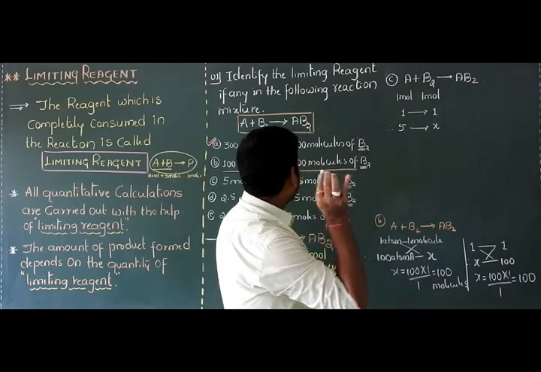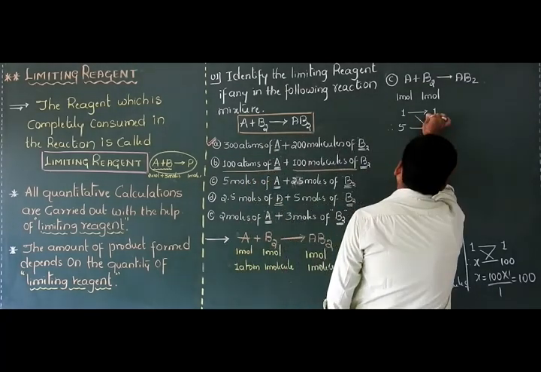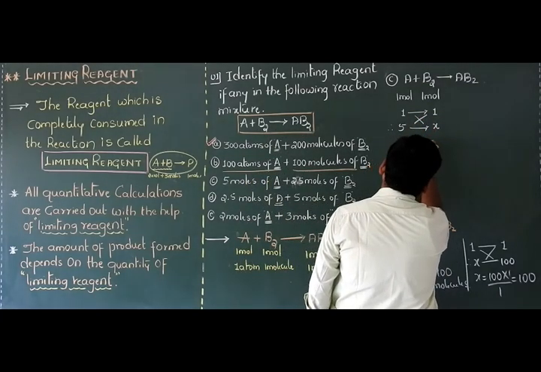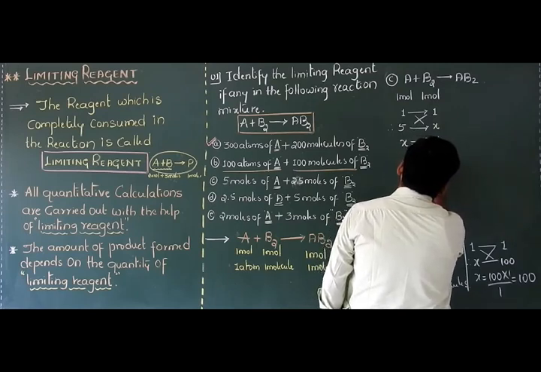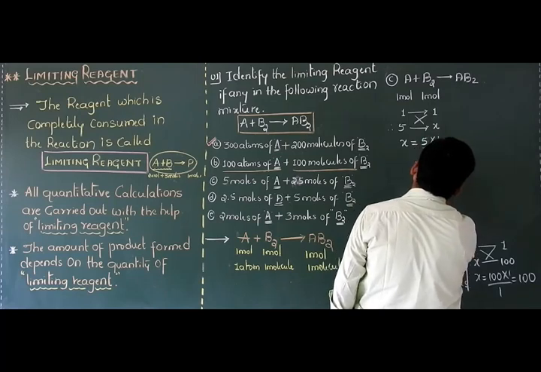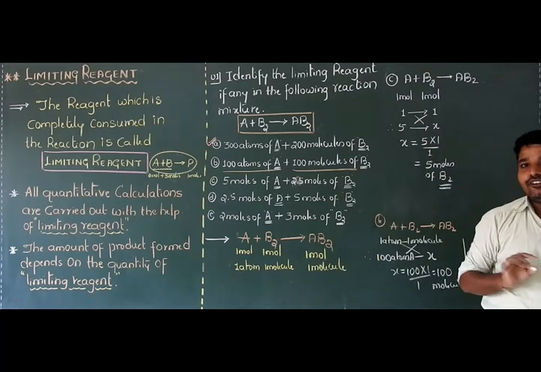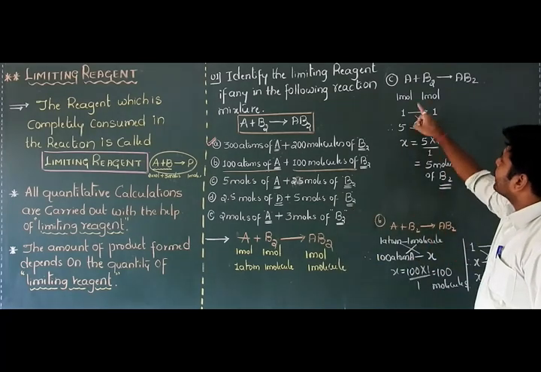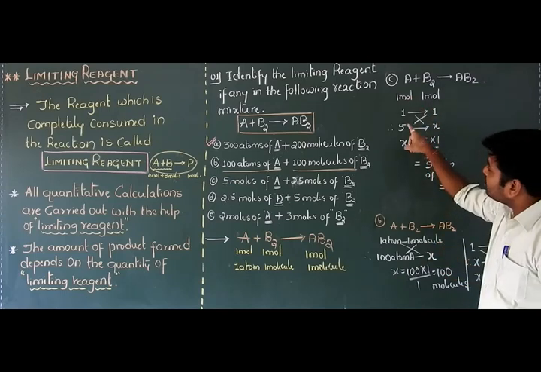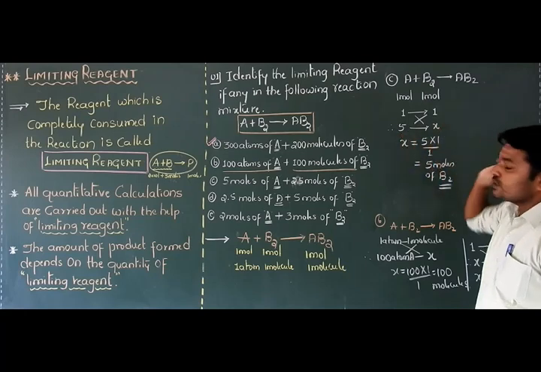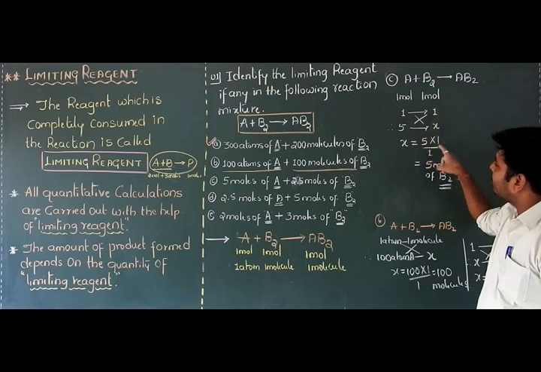Let us use the number of moles of A and calculate the number of moles of B2 here. Now cross multiply these two: X equals 5 into 1 divided by 1. What is the answer, students? 5 moles. 5 moles of B2 are required. Listen to this point carefully. According to the balanced equation, 1 mole of A reacts with 1 mole of B2, so 5 moles of reactant A react with X moles of reactant B2. X is how much here? Cross multiply: 5 into 1 divided by 1.